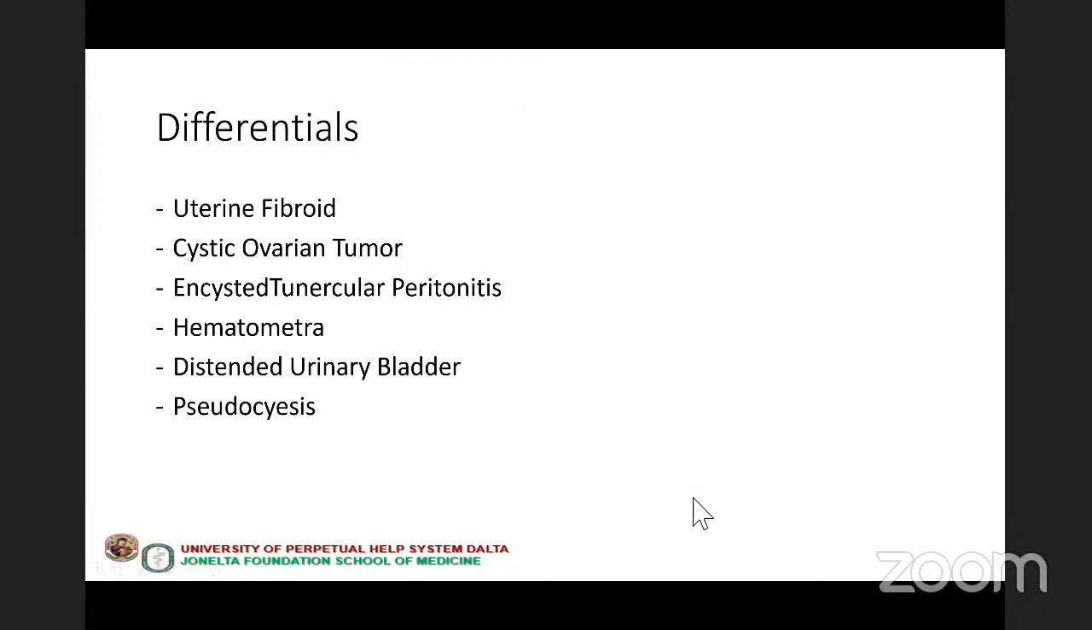Okay. What are the differentials for pregnancy? Of course, any enlargement, you think of fibroid, cystic ovarian tumor, encysted tubercular peritonitis, hematometra, a distended bladder, or pseudocyesis. Pseudocyesis is a condition that occurs when your mother wants to get pregnant and thinks that she is pregnant, but actually is not. So you have to be careful because they know the symptoms, what the symptoms could be, etc.